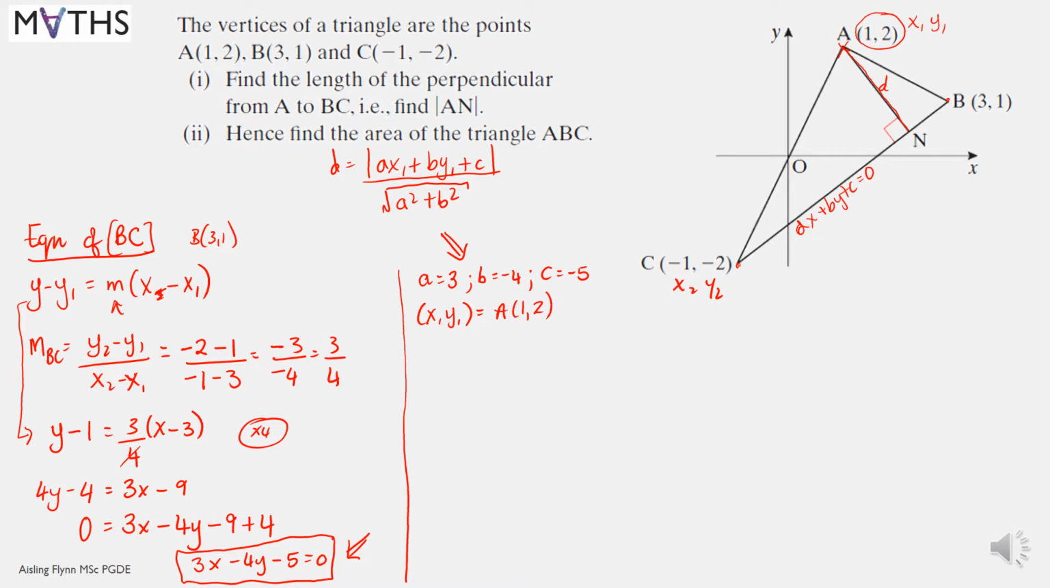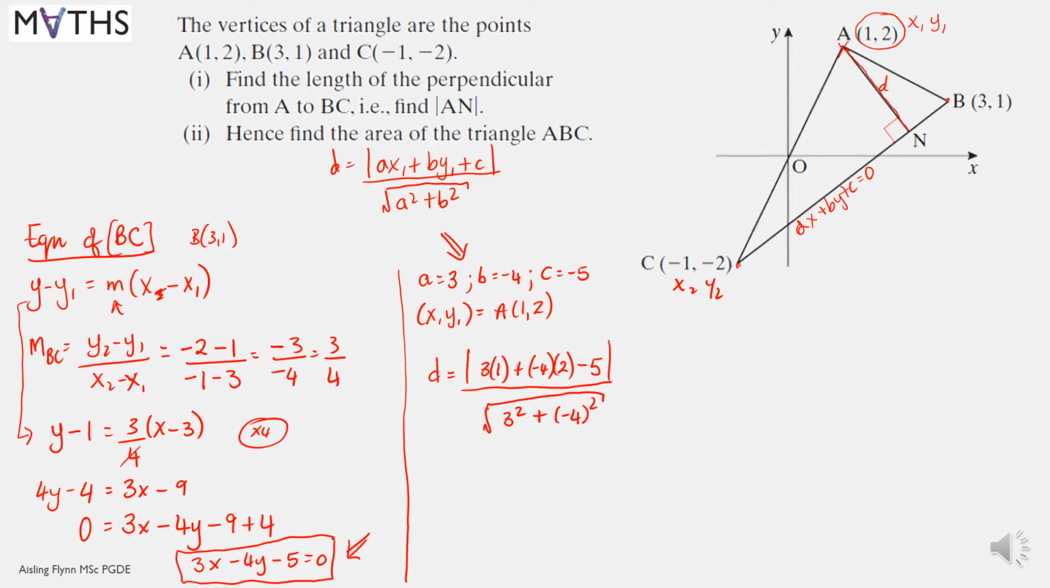Okay, let's input all those values to get the distance AN, which we'll call for short D for distance. So it's A, which is 3, times x1, which is 1, plus B, which is minus 4, I'm just going to use brackets there, minus 4 times y1, which is 2, minus 5, which was C, all divided by the square root of A squared, so 3 squared plus B squared, minus 4 squared.